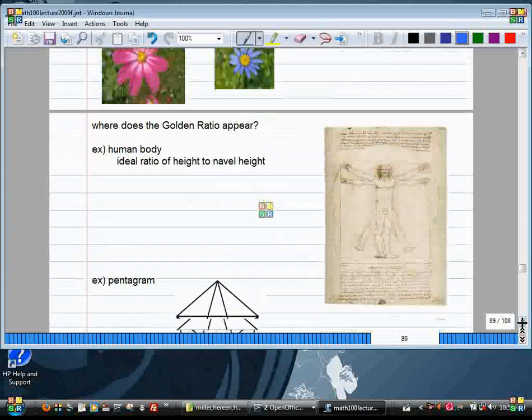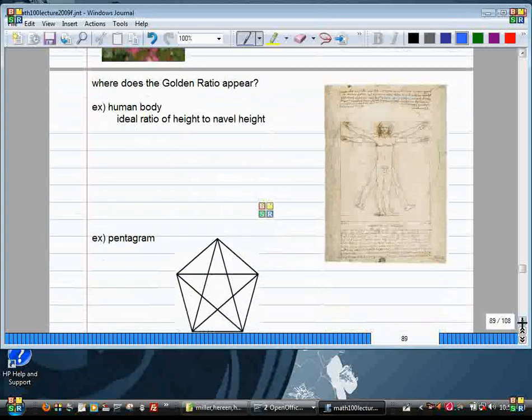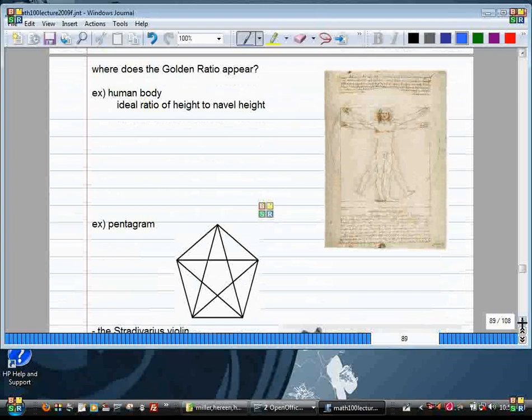Also, I mentioned you can find the golden ratio in a pentagram. So if you'll recall, the golden ratio, it's all over the place. It's the ratio of this side to this side.